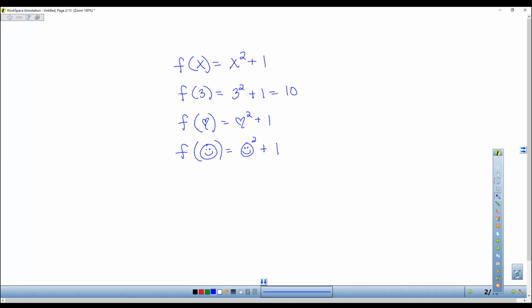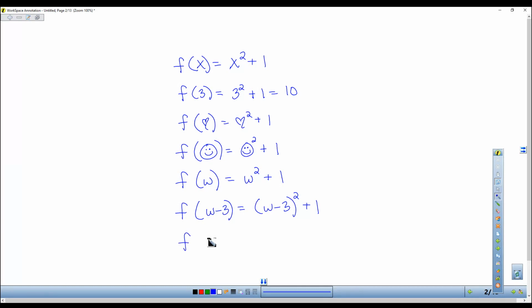That's what gets replaced by the x. That's what replaces the x. So even if I did f of w, now you'd have to write w squared plus 1. But what if I wrote f of w minus 3? Then you would have to write w minus 3 squared plus 1.